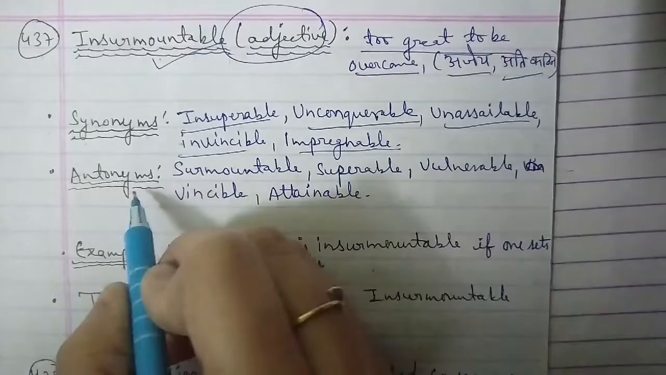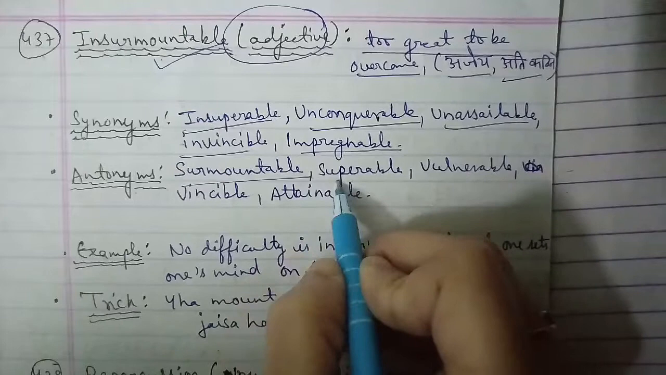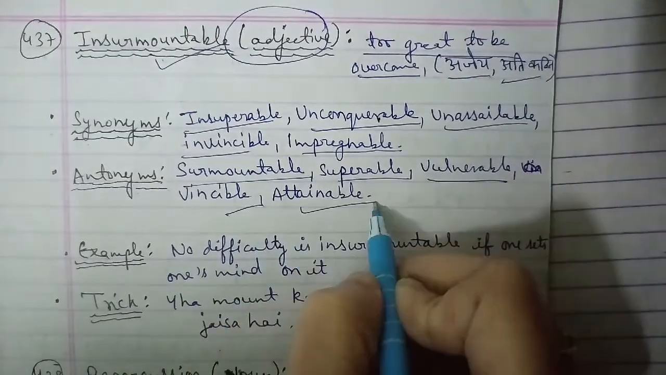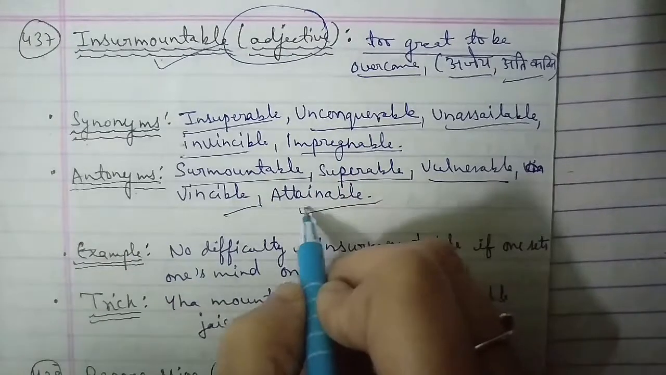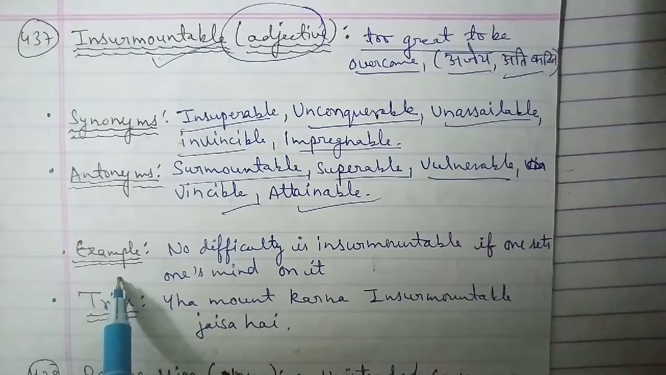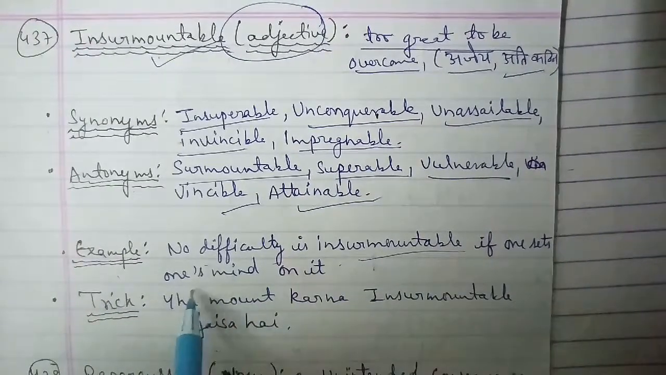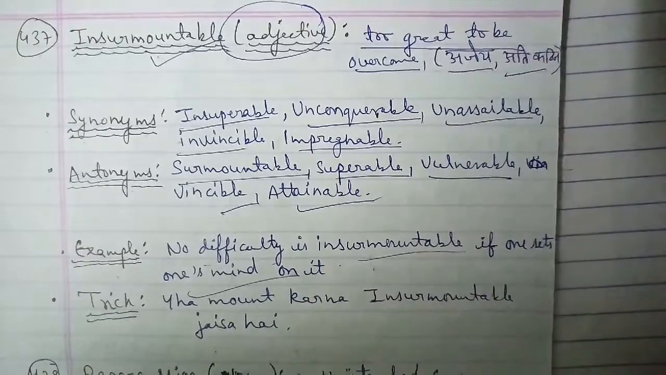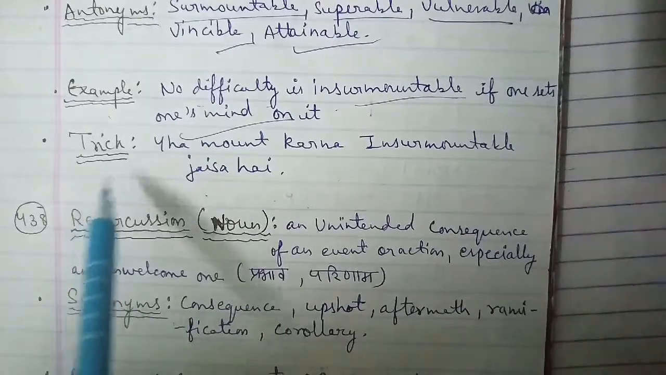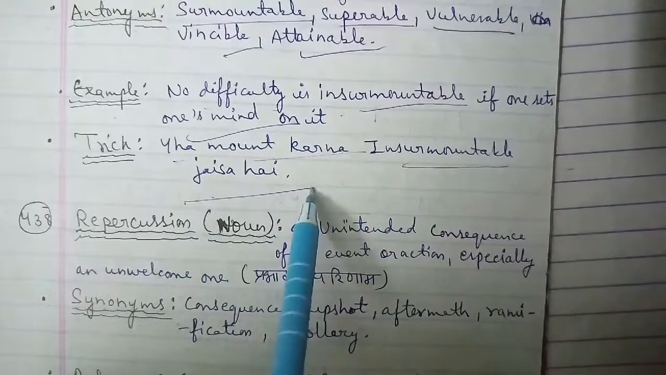Next, the antonyms of repercussion are cause, root, reason, origin. Now the example of repercussion is, what repercussions will the war have on the economy? This is the example of repercussion. Now the trick to learn repercussion is, जैसे पुस्तक के प्रकाशन वैसे रिपरकशन, जैसे पुस्तक के प्रकाशन वैसे ही परिणाम मिलेंगे, वैसे ही आपको रिजल्ट मिलेगा. This is the trick to learn the word repercussion here.